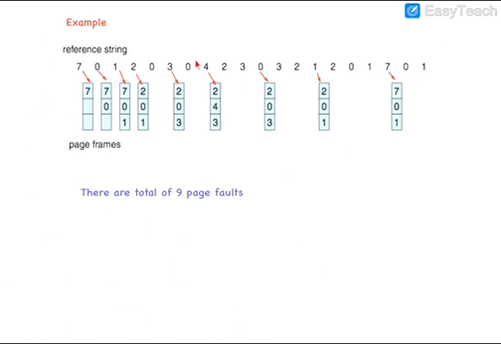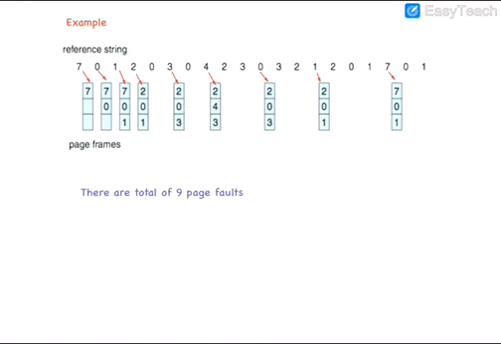Next comes 0 again. 0 is already present in the memory, so there is no page fault. Next comes 4. Again memory is full, so again we have to see the references. 2 is referred here, 3 is referred here, and 0 is referred here. So the farthest is 0, so we will be replacing 0 with 4.